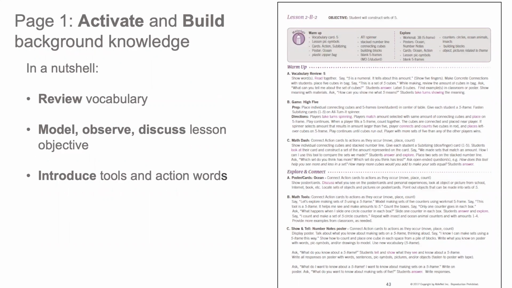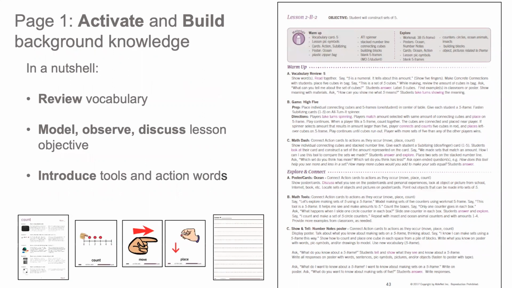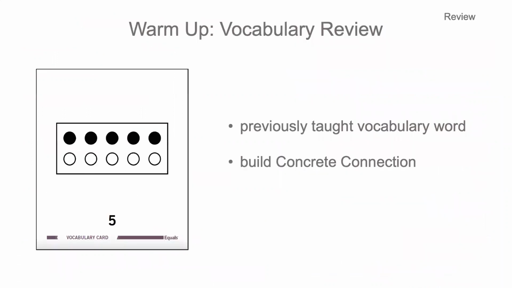The philosophy of page 1 is all about building and activating background knowledge. In a nutshell, the activities are to review vocabulary, model, observe, discuss the lesson objective, and introduce the tools and action words. As a reminder, you have the embedded differentiation within every activity here: the action dictionary, your action cards, and your number notes poster.